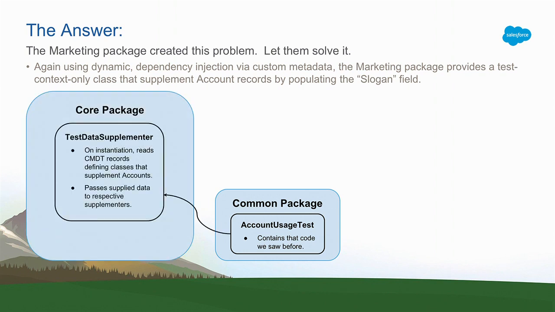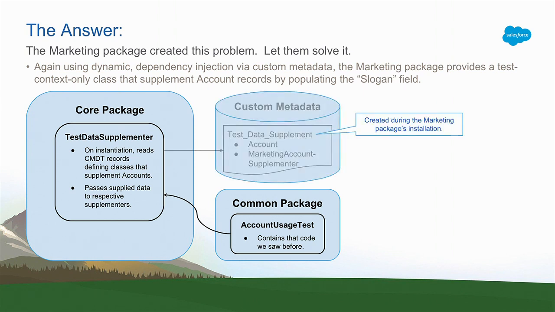We create a test data supplementer class. Whenever it instantiates itself, it first reads from custom metadata for any, in this particular scenario, for any account that I'm processing, I need to go use this marketing account supplementer class. I need to invoke that.